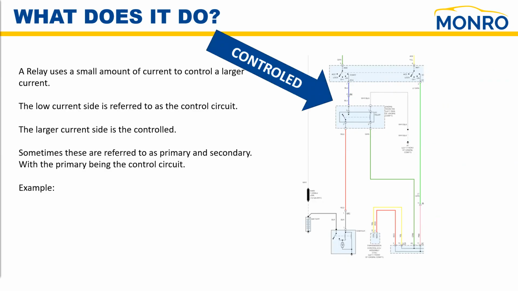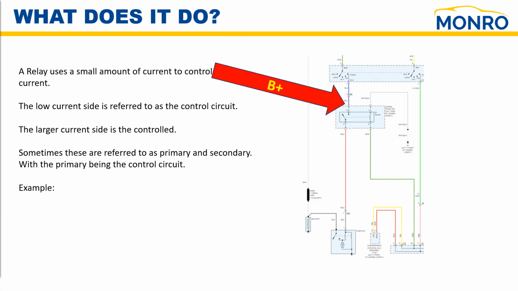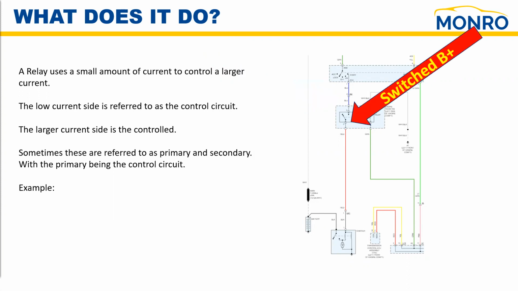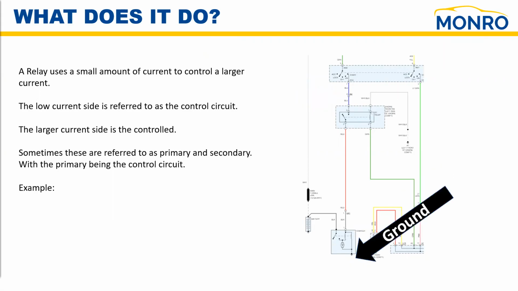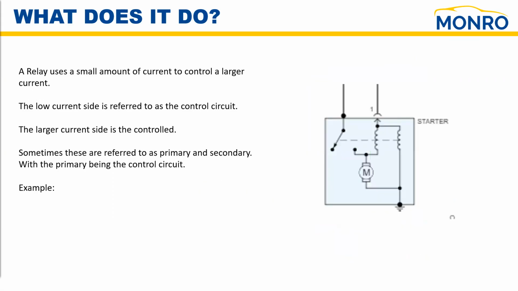So what are we doing on the other side of that relay? The other side of that relay, what we'll call that is the controlled side. At that point, we're taking that relay, opening and closing the switch. To do that, we need battery positive power to a switch, from the switch to the starter, from the starter to the ground. So that's what it does at that particular point.